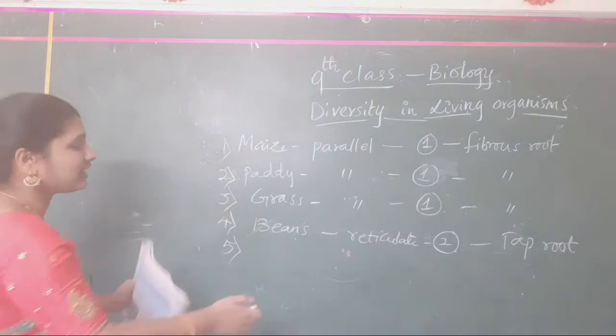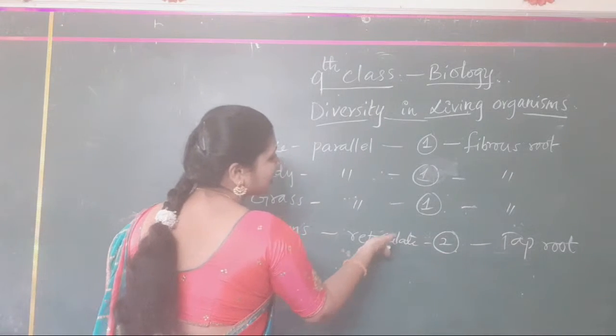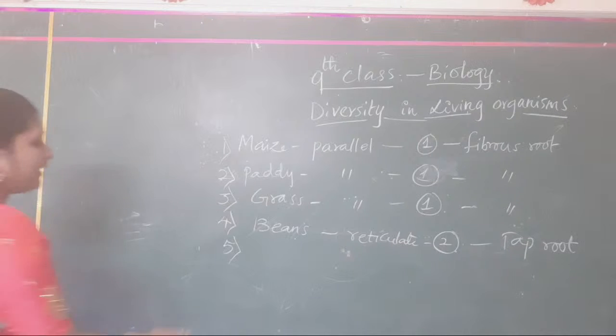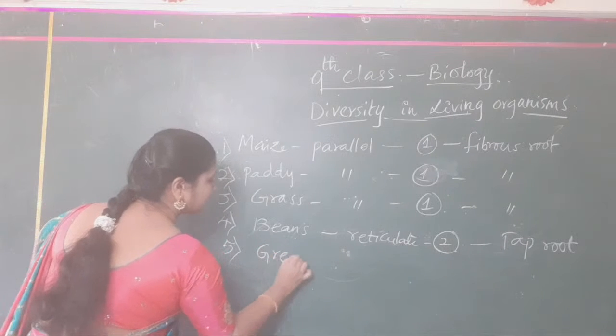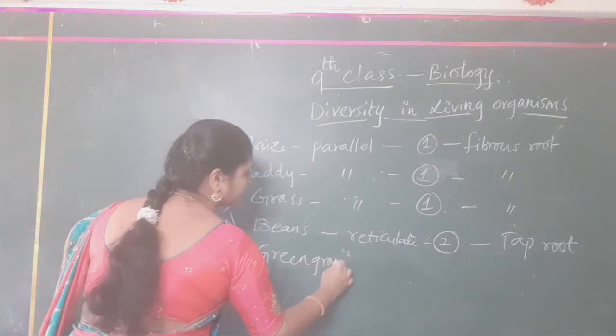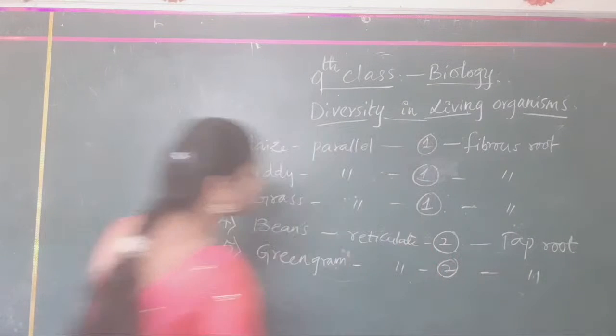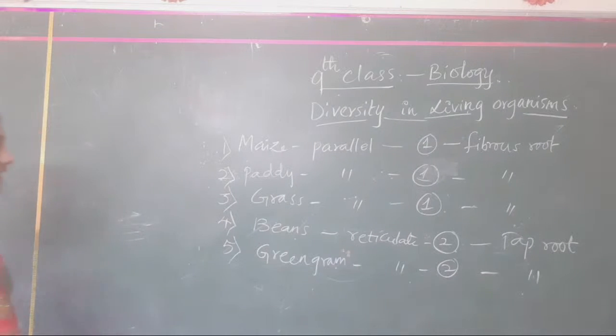How many cotyledons you will see? 2. And it has reticulate venation and taproot system. And the next one is groundnut.